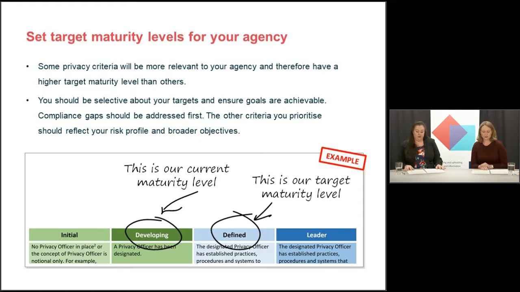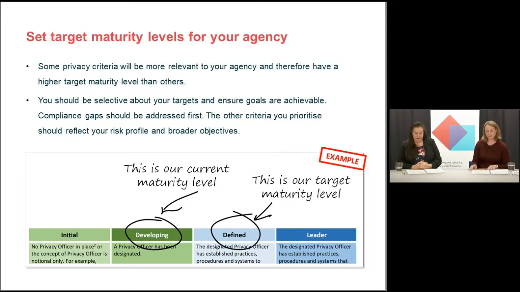Your privacy maturity will be categorised in one of 4 levels: initial, developing, defined, and leader. Your agency does not necessarily need to be in the leader category across all criteria. Your maturity level targets should be a reflection of your risk profile and the circumstances of your agency, in line with the assessment we outlined earlier.